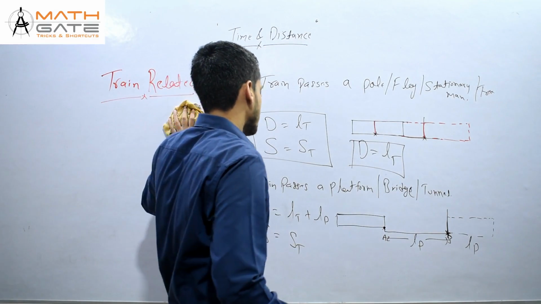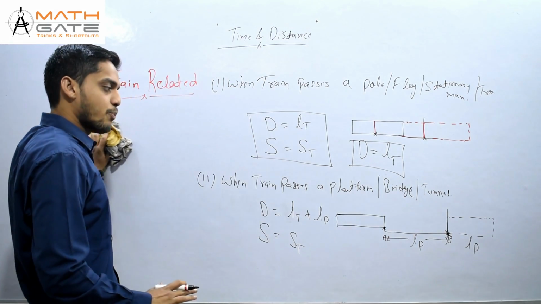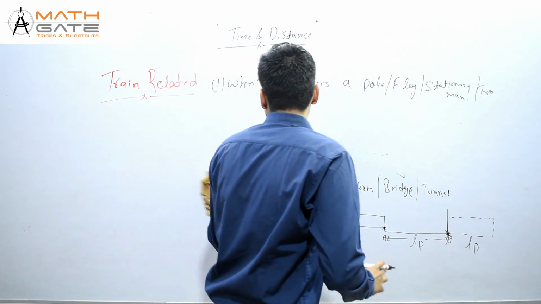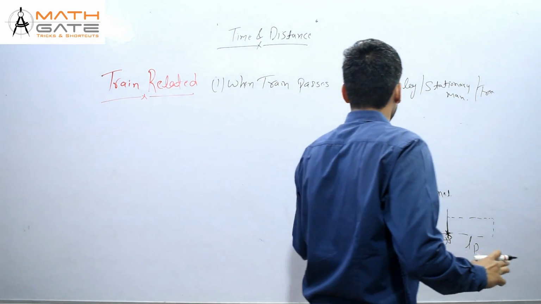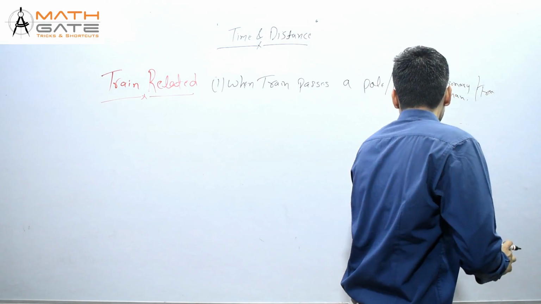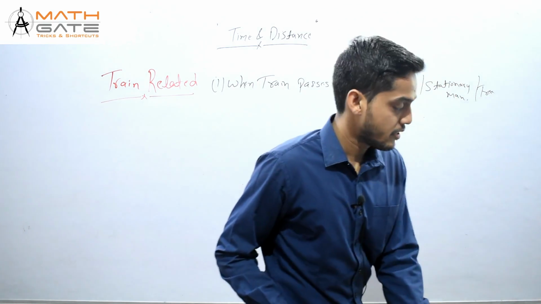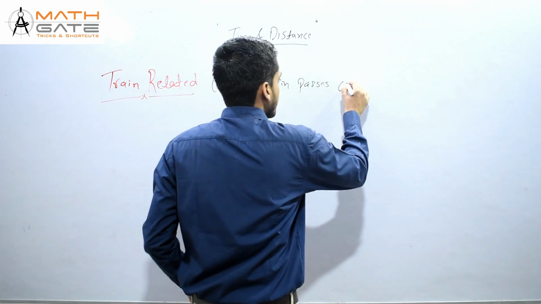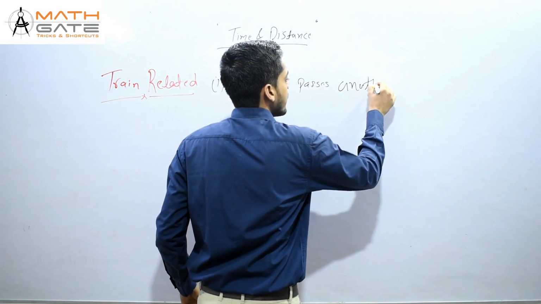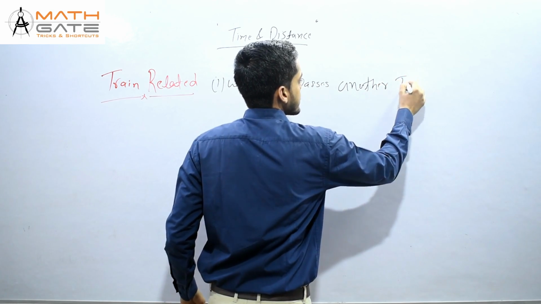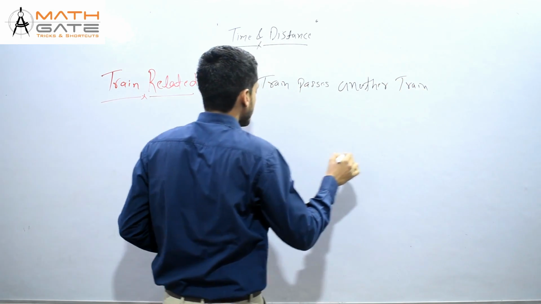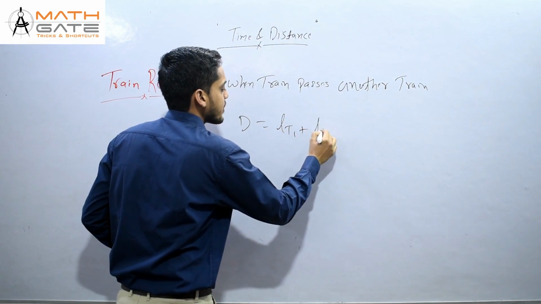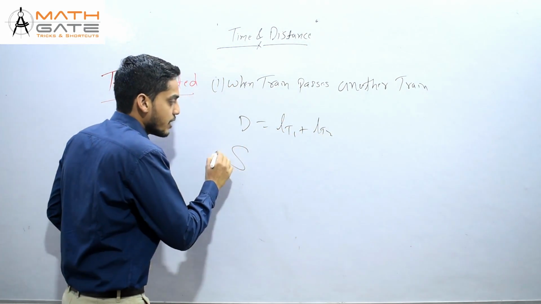When train passes, you can write it down by pausing the video. Third case is when train passes another train. In this case, the distance equal to length of train first plus length of train second, and the speed.